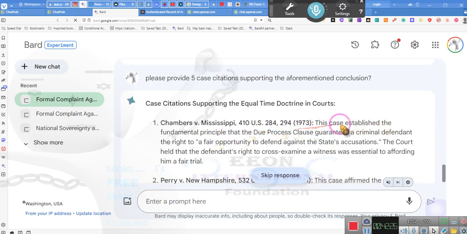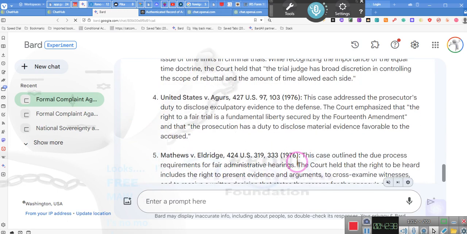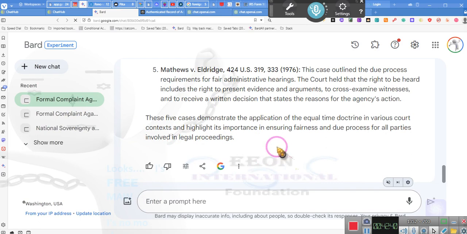The case established a fundamental principle of due process guaranteeing criminal defendants the right to a fair opportunity for defense against state accusation. The court held that the defendant's right to cross-examine witnesses is essential for affording him a fair trial. Yeah, see, it deals with fairness.